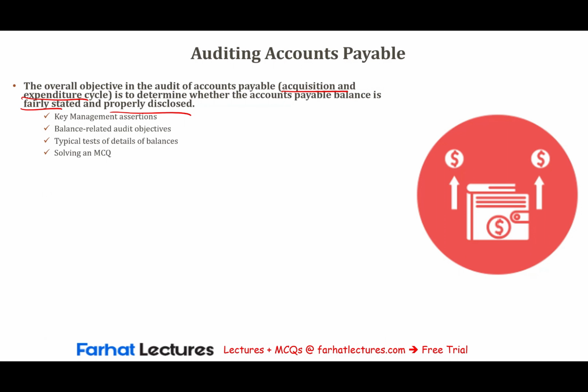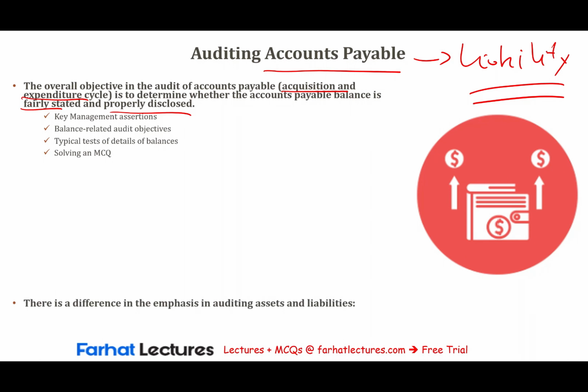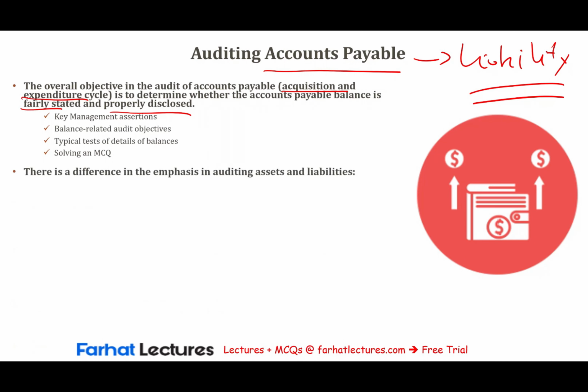Now, from the overall perspective, accounts payable is a liability. So you are dealing with a liability. I want you to look at the big picture first. There's a difference when you are auditing an asset versus a liability. In auditing an asset, we are always concerned with overstatements. In other words, the company is claiming that they have more assets than they should, whether it's cash, receivable, inventory, and so on and so forth.